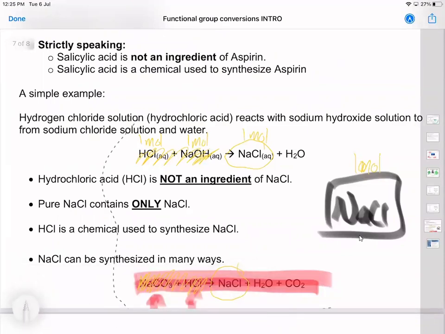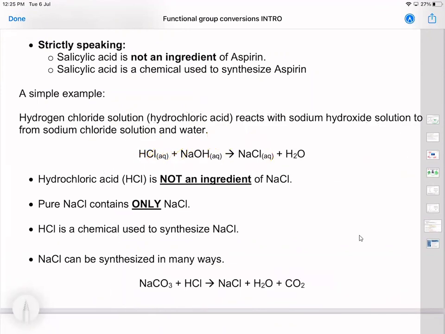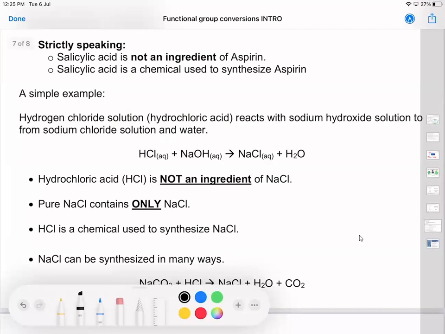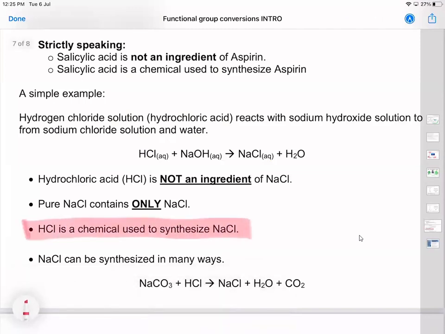So the chemicals that we use to make the NaCl are not ingredients in the NaCl. They are chemicals used to synthesize the NaCl. That's the important stressing point I can highlight for you. HCl is a chemical used to synthesize NaCl, but it's not an ingredient. If you need more clarity on that, think about it first and then ask me again, and I'll explain it again if I can.